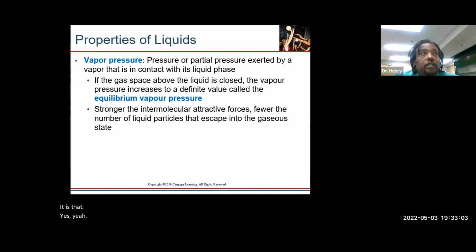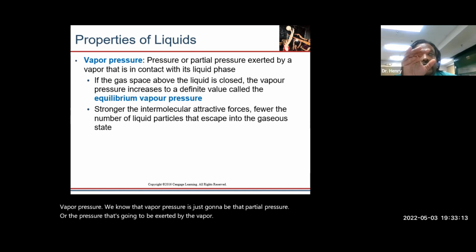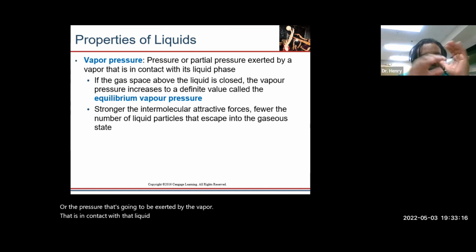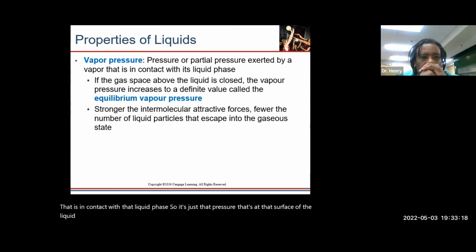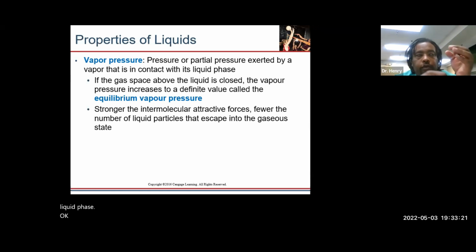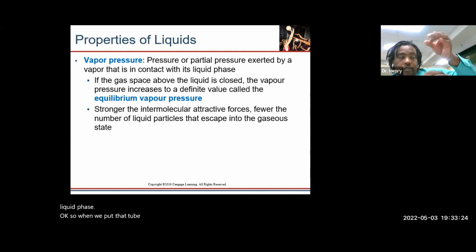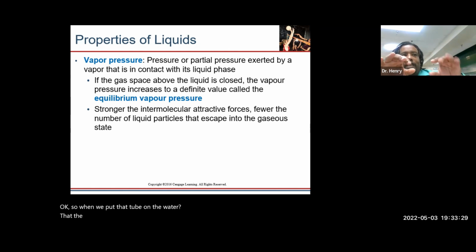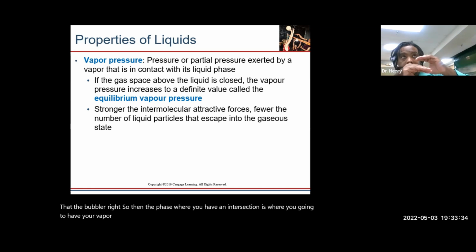Okay, so vapor pressure is just the partial pressure, or the pressure exerted by the vapor that is in contact with the liquid phase. So it's just the pressure at the surface of the liquid phase. Like when we put that tube on the water, the bubbler, right? The phase where you have that intersection is where you're going to have your vapor pressure, and that's going to capture all of the vapor pressure inside that tube.